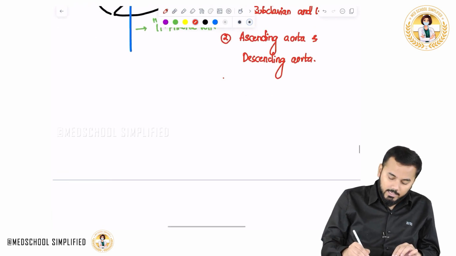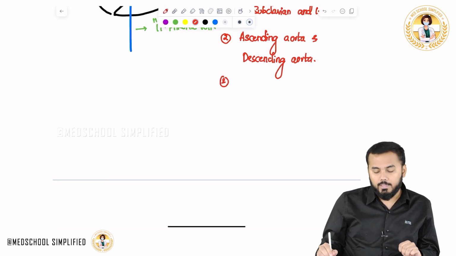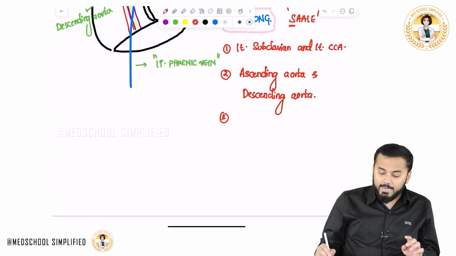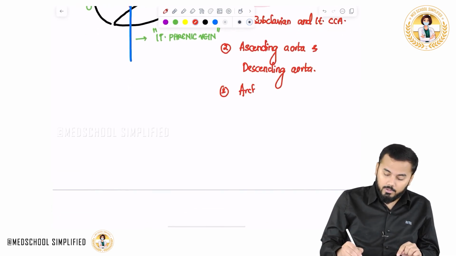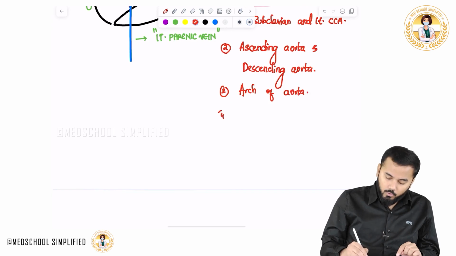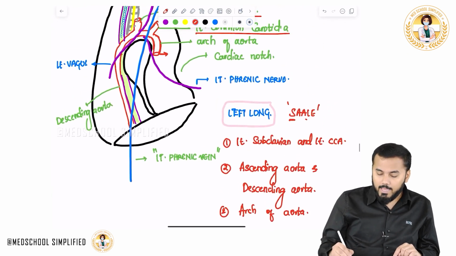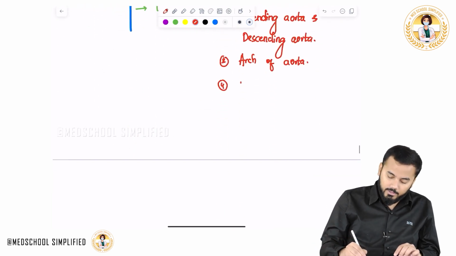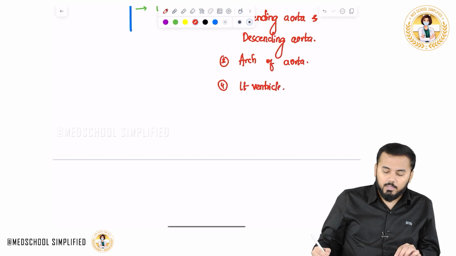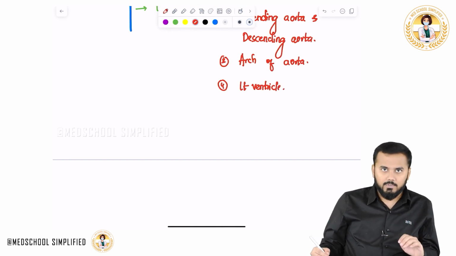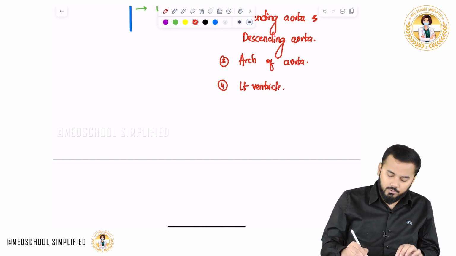Now after this ascending and descending aorta, what is the next important thing? Another A. What does A here stand for? A here stands for arch of aorta. Fourth important thing, L. What does L here stand for? Left ventricle. L here stands for left ventricle. So left ventricle is towards the left side of the lung. Okay, so it is very easy to remember.